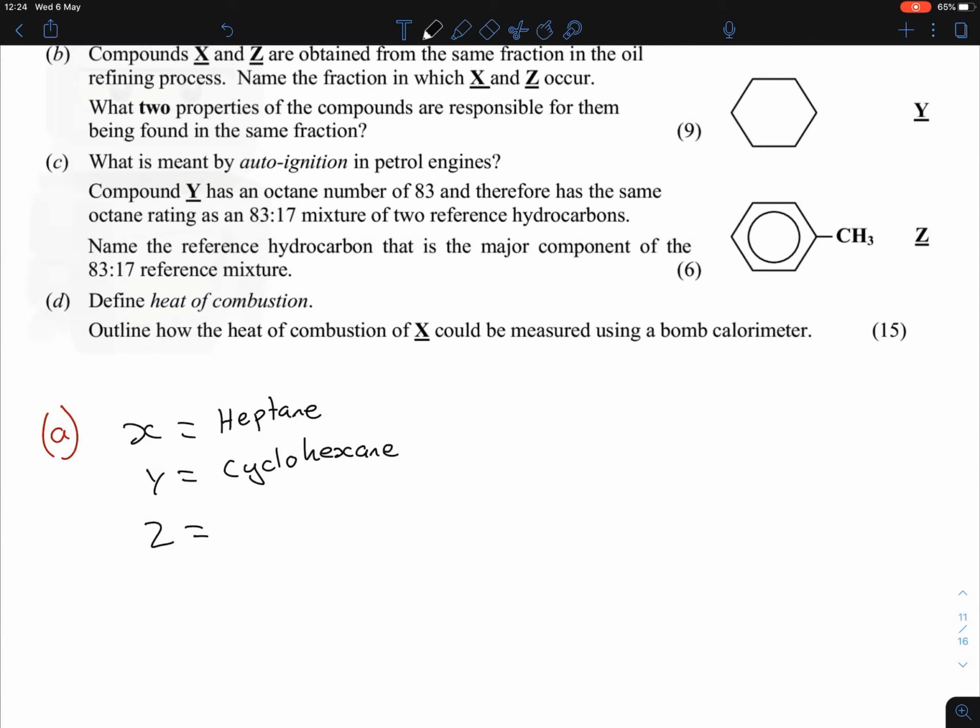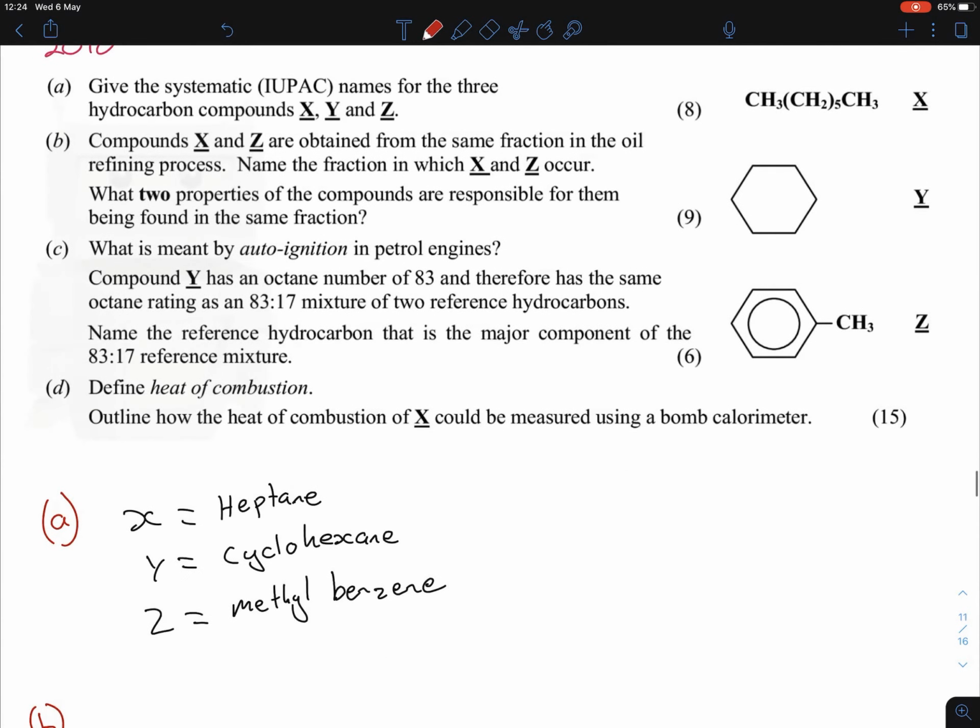And now Z. Z does have a benzene ring, because you can see that circle in the middle of it, and there's also a methyl group off it, a CH3, so we just call it methylbenzene. Methylbenzene. Okay, so let's move on to part B. Are we finished with A? Yeah, we are.